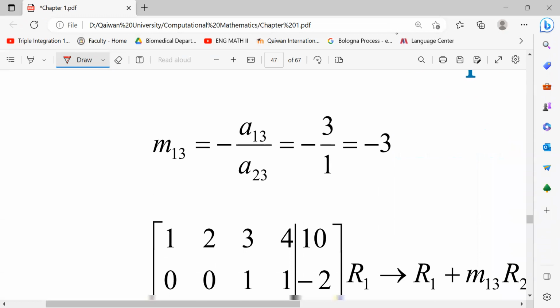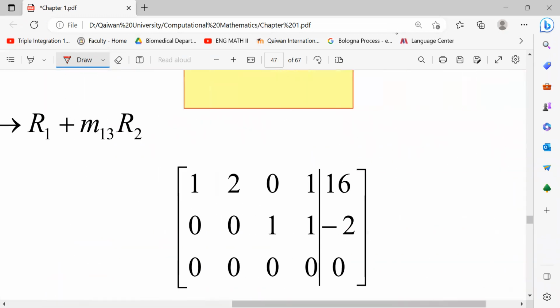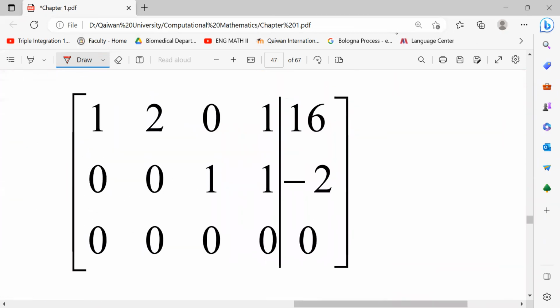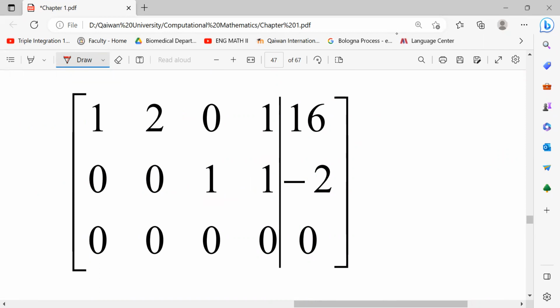Doing this, sorry, we get this. As you see, that becomes 0. Now, as you see, we have 2 equations and 4 variables: x1, x2, x3, and x4. We have 4 variables and 2 equations.